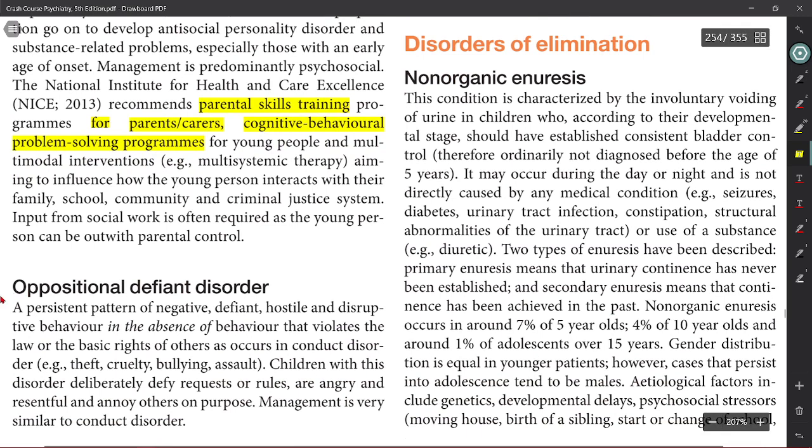ODD, Oppositional Defiant Disorder. A persistent pattern of negative, defiant, hostile, and disruptive behavior in the absence of behavior that violates the law or the basic rights of others, as occurs in conduct disorder, like theft, cruelty, bullying, or assault. Children with this disorder deliberately defy requests or rules, are angry and resentful, and annoy others on purpose. Management is very similar to conduct disorder.